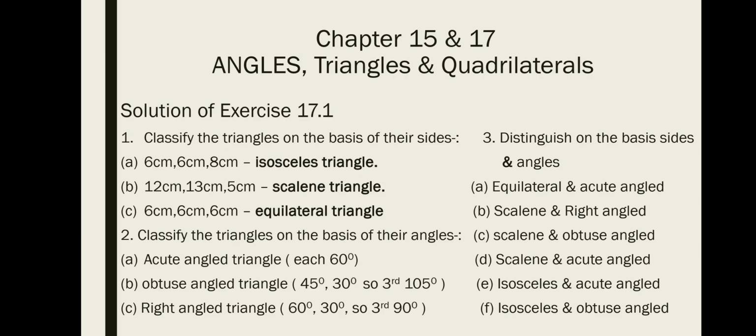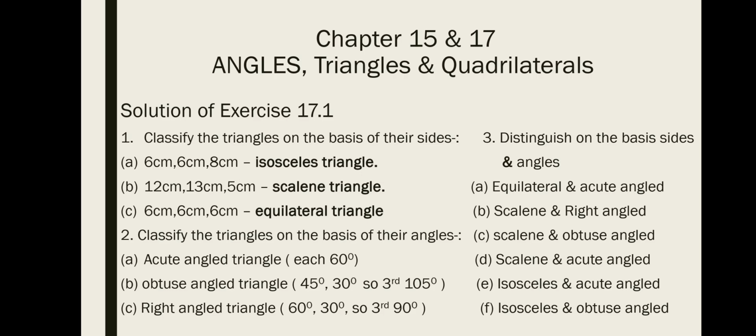B, obtuse angle triangle, because the angles given are 45 degrees, 30 degrees. Now only two angles they have given. They have not given the third angle. So I have found out by adding 45 to 30, which is 75, and 75 plus 105 gives you 180. So 105 is the third angle. The measure of the third angle is 105.